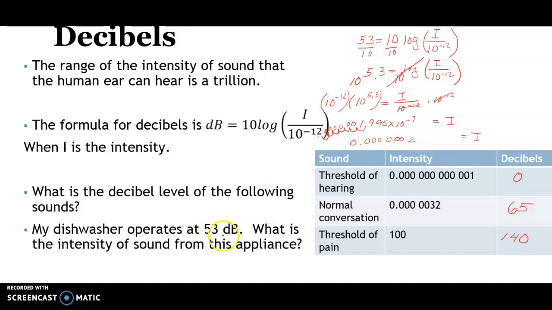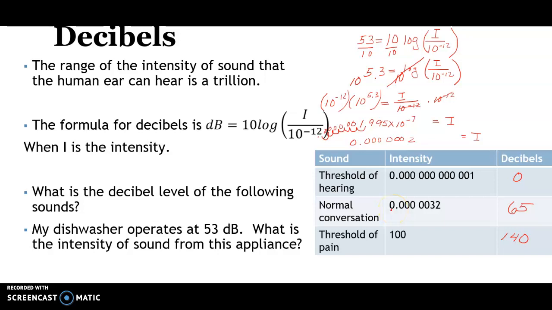You can see why the logarithmic scale is used, because reporting that the dishwasher has a sound level of 53 decibels is much more manageable than saying the sound intensity of this is 0.0000002. We knew that 53 decibels was quieter than a normal conversation, and when we see this decimal, it truly is smaller than this intensity. But the logarithmic scale gives us numbers that are very manageable.